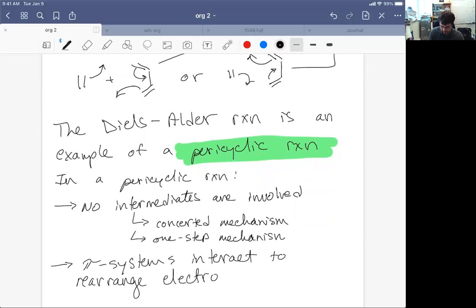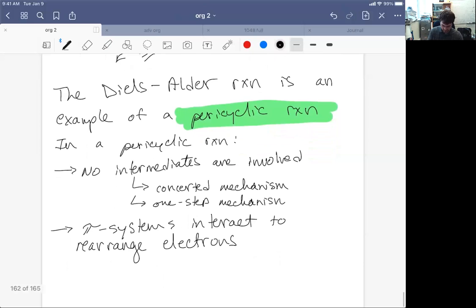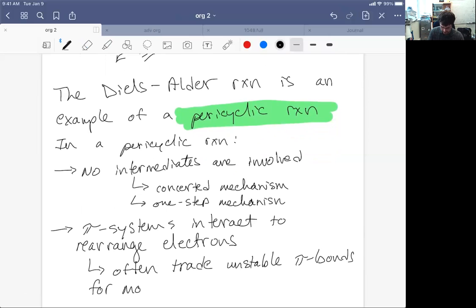Now, typically, in a pericyclic reaction, we start with a bunch of pi bonds. We rearrange the electrons to get out fewer pi bonds, but more sigma bonds. So we often trade unstable pi bonds for more stable sigma bonds.